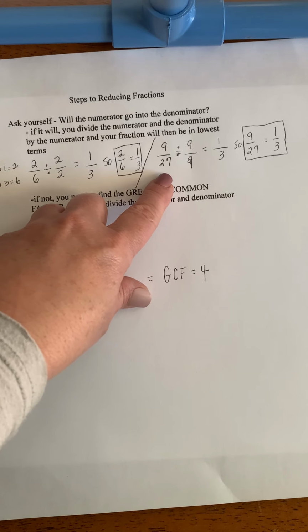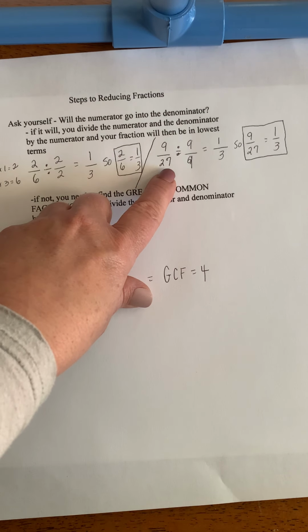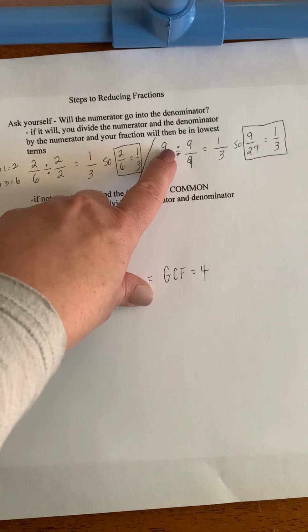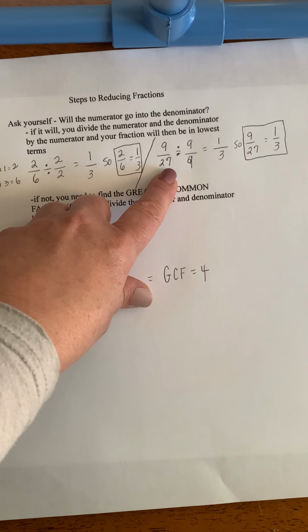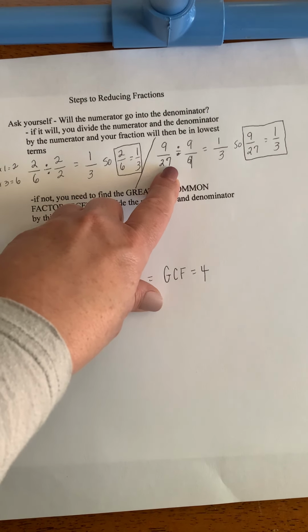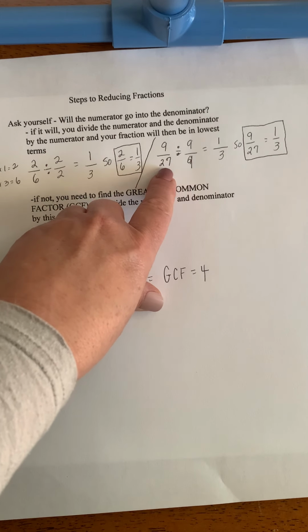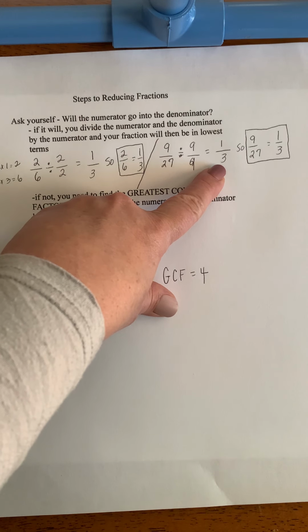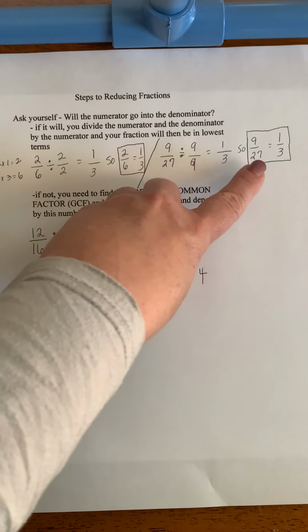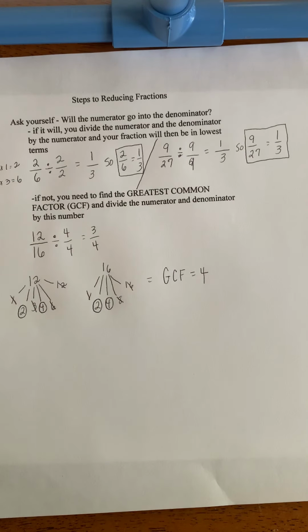I have 9/27. Ask yourself, will the numerator go into the denominator? Will 9 go into 27? Well, let's think. 9 times 1 is 9. 9 times 2 is 18. 9 times 3 is what? Yeah, 27. So I'm going to divide 9 divided by 9 and 27 divided by 9. Do you see how I wrote that? What does it equal? That's right. It equals 1/3. And right here, I put 9/27 equals 1/3.